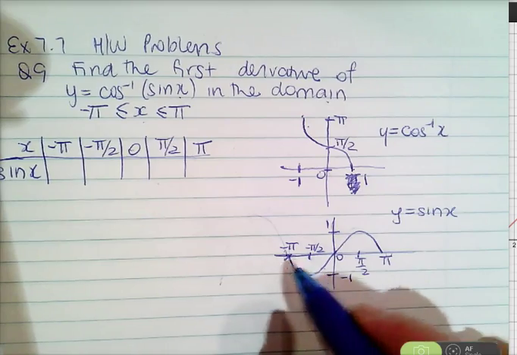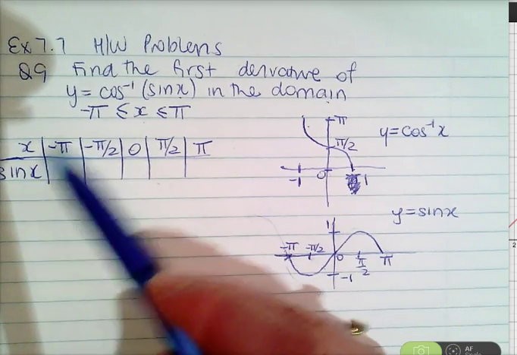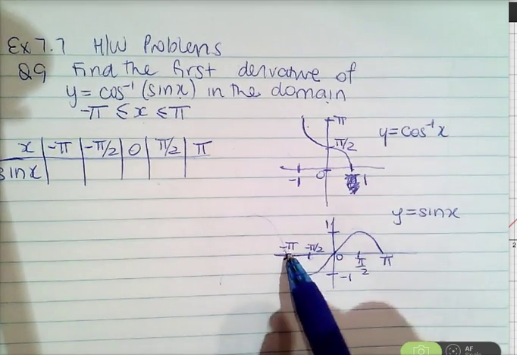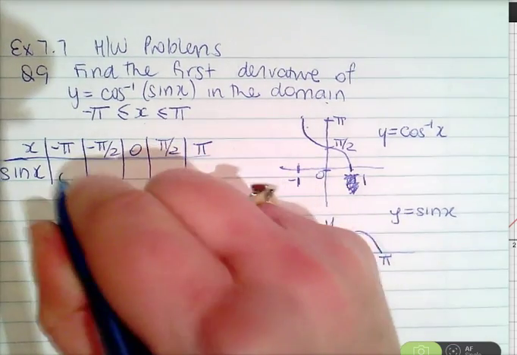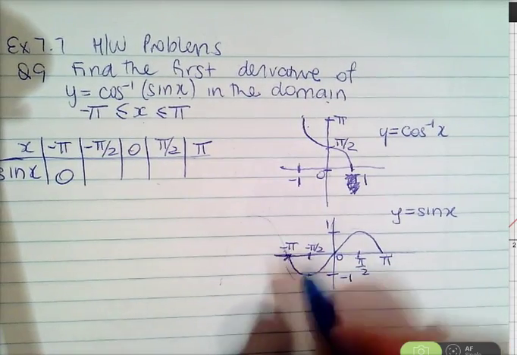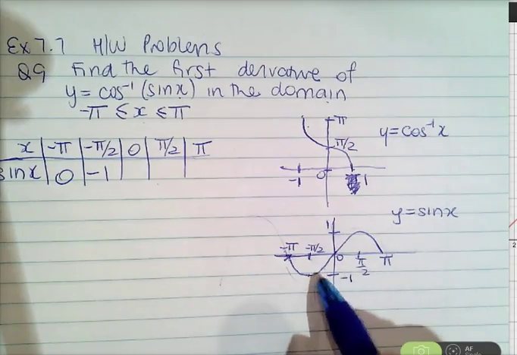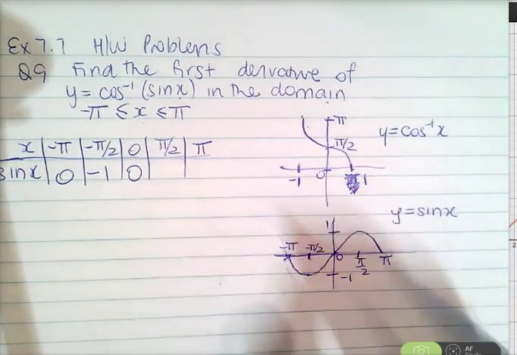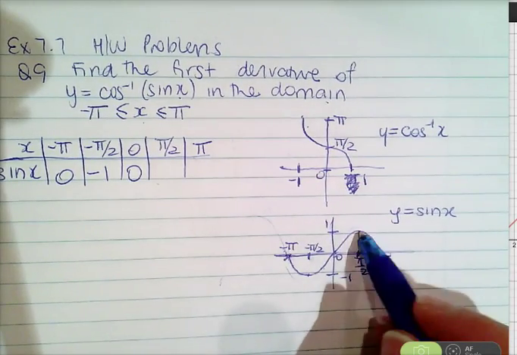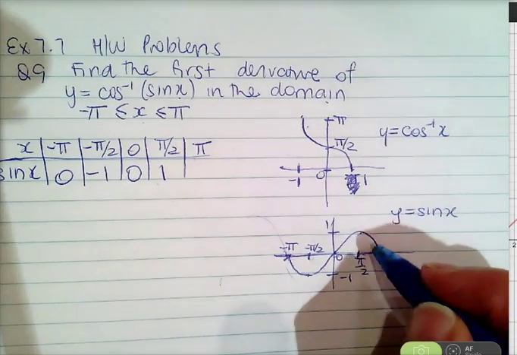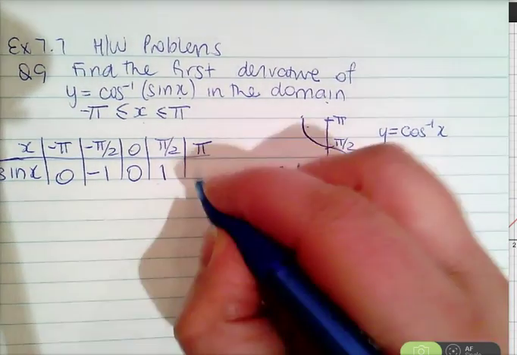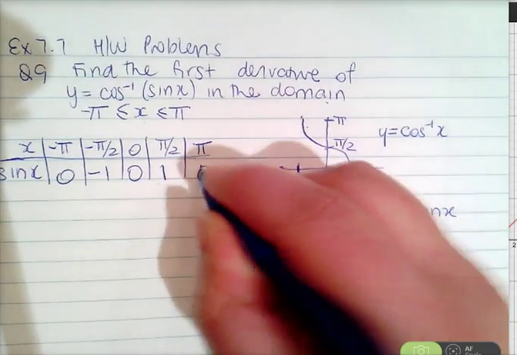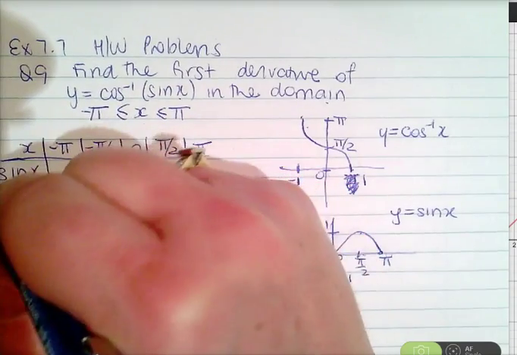So if x is negative pi, what's the sine of negative pi? It's 0. What's the sine of negative pi on 2? It's negative 1. What's the sine of 0? It's 0. What's the sine of pi on 2? Well, that's 1. And what's the sine of pi? Well, that's 0 as well. So now I'm going to keep building this.